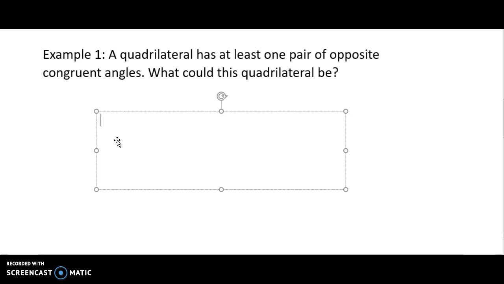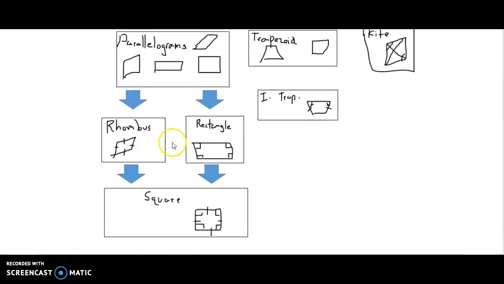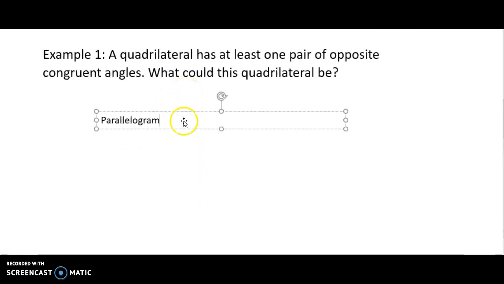Well, the first one that I can think of is that it could be a parallelogram. Parallelograms definitely have a pair of opposite congruent angles. We can go back and look at our chart here. These definitely have opposite congruent angles, which also means it could be a rhombus, a rectangle, or a square, because everything that's a parallelogram fits into one of those categories. So when I say parallelogram, I'm going to include that it could be a rhombus, a rectangle, or a square. All of those have opposite angles that are congruent.